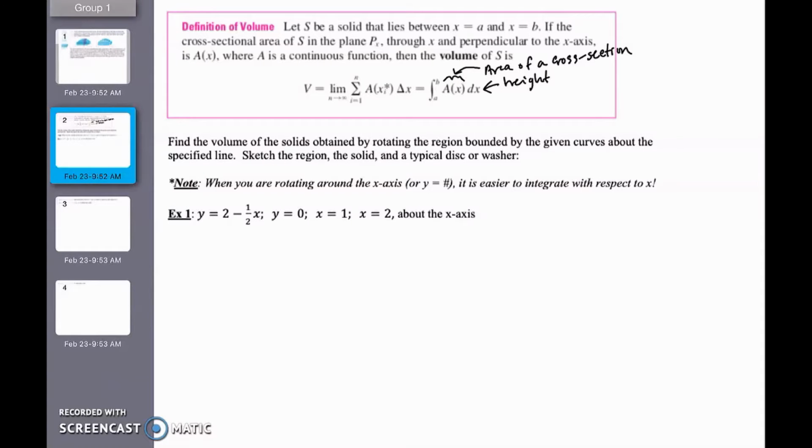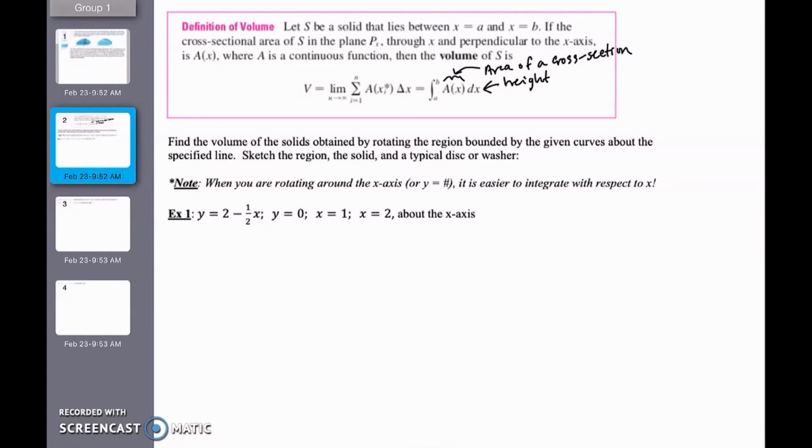So for our first example, we want to find the volume of the solid that's obtained by rotating a region bounded by the given curves and the specified line. We want to sketch a picture of the region, the solid, and a typical disc or washer. And I think this is going to make a lot more sense when we look at our first example.